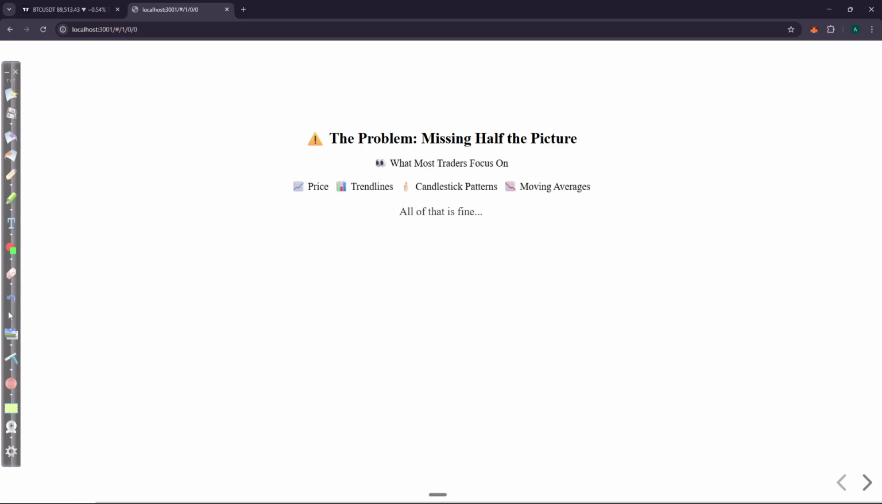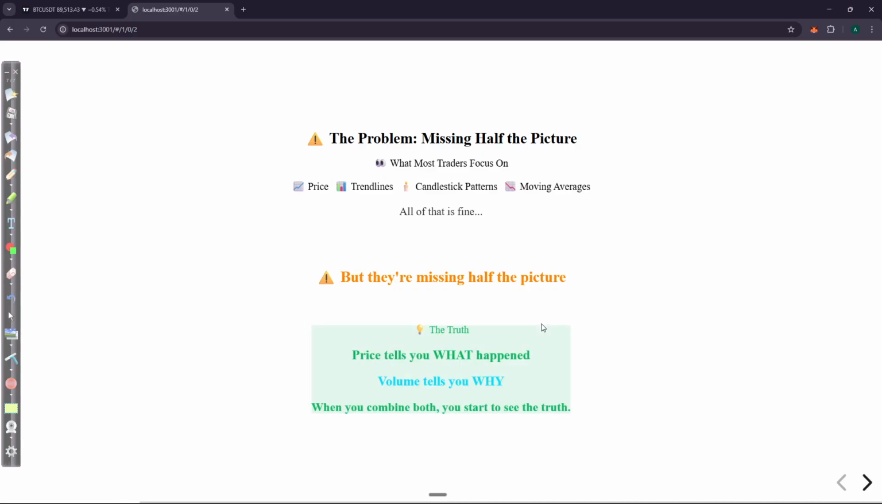See, what most people are looking at is price. They're drawing trend lines, looking at candlestick patterns, watching moving averages, and all of that is fine, but they're missing half the picture. Price tells you what has happened. Volume tells you why. And when you combine both, you start to see the truth behind market moves.